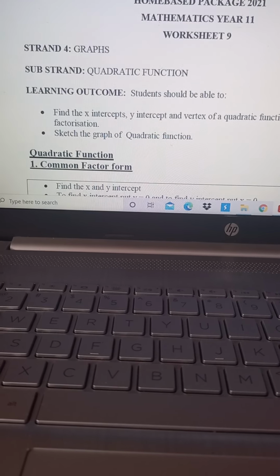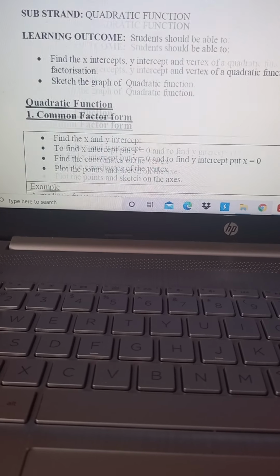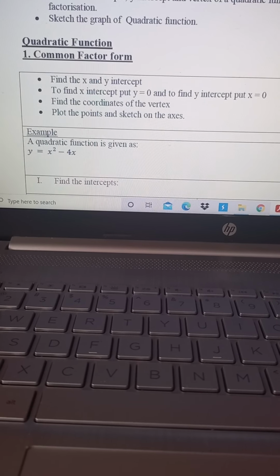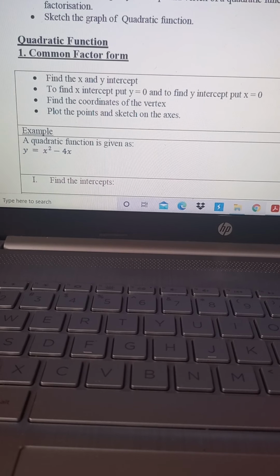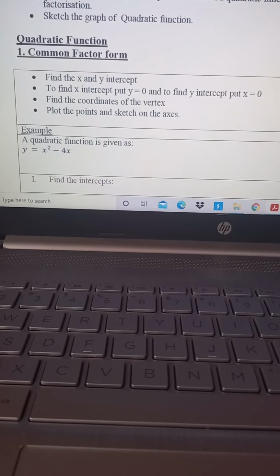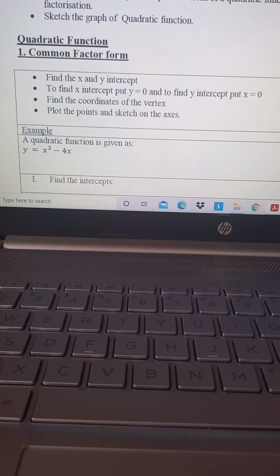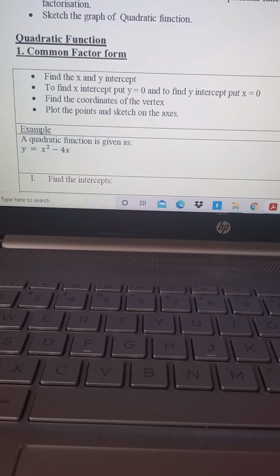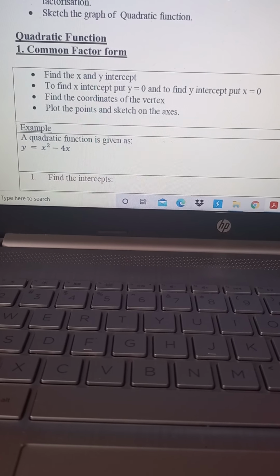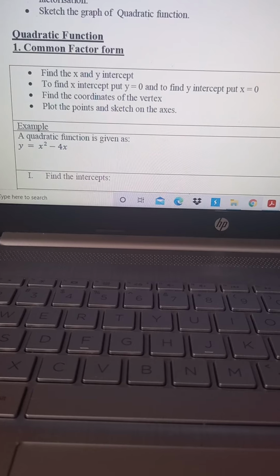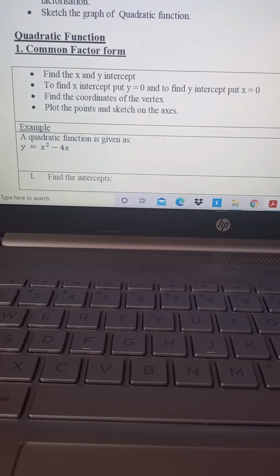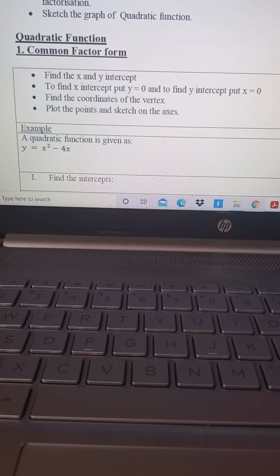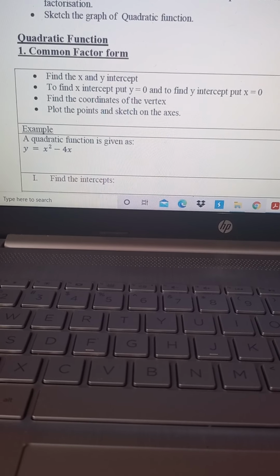The first method that we are going to look at is common factor form. Now this time the question is telling you that the equation can be factorized using common factors, but in a question in the paper the question won't be specific. You have to be in a position of identifying which method to use.